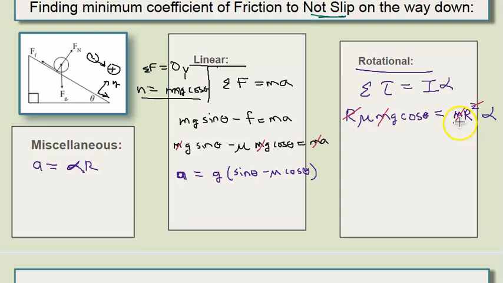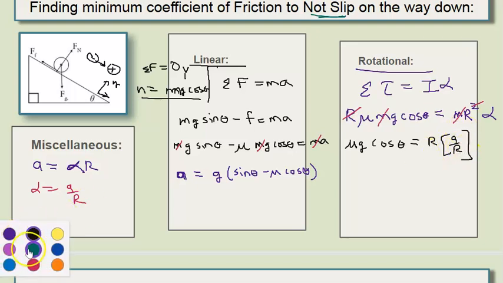Okay. What are we going to do? Okay, let's plug in alpha equals a over R. Because I was frustrated that I had that extra R, but I see now where that's going to go. So mu g cos theta equals R. Remember, we got rid of one of them. a over R. Yay. My other R is going to go away.